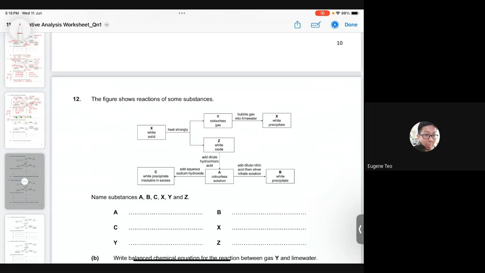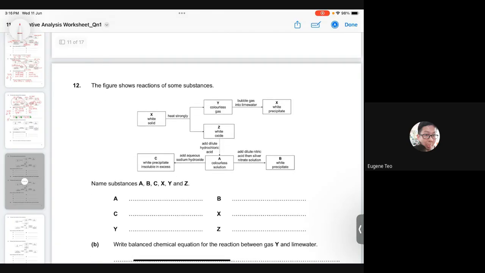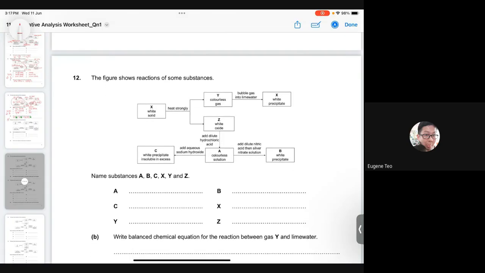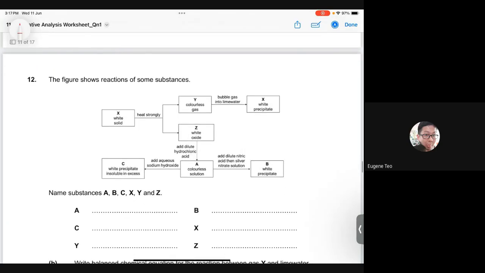How this worksheet has been structured is, it gives you a very simple flow diagram first, with only 3 substances. Subsequently, you're going to have more and more substances included. Okay? So let's look at question 12 itself. Let me expand this further. Okay, so let's start. First thing, I've got a white solid. I heat strongly. So this is reaction 1, I heat strongly.